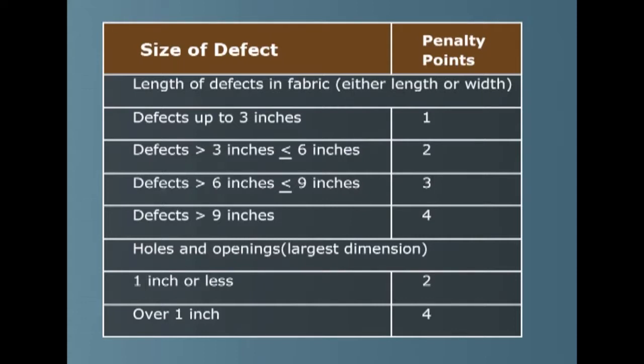Holes and openings with the largest dimension of 1 inch or less will be given a penalty point of 2, and if over 1 inch, then it is going to be 4.